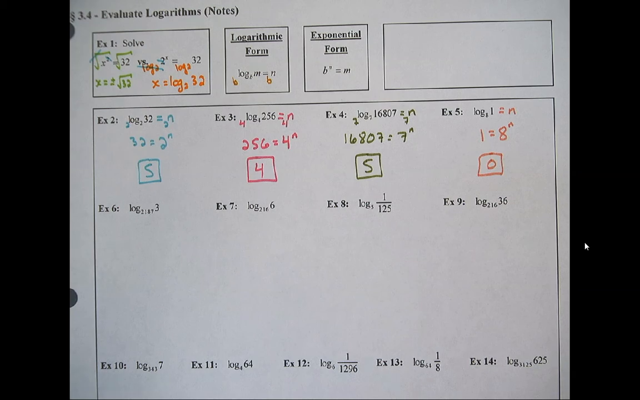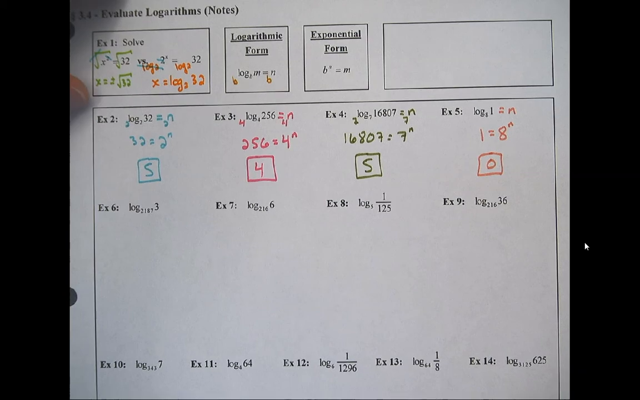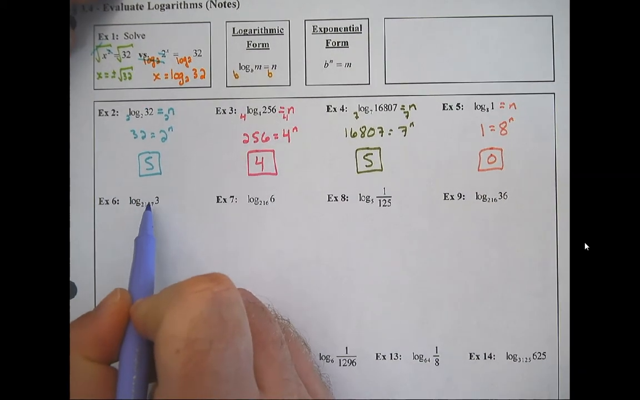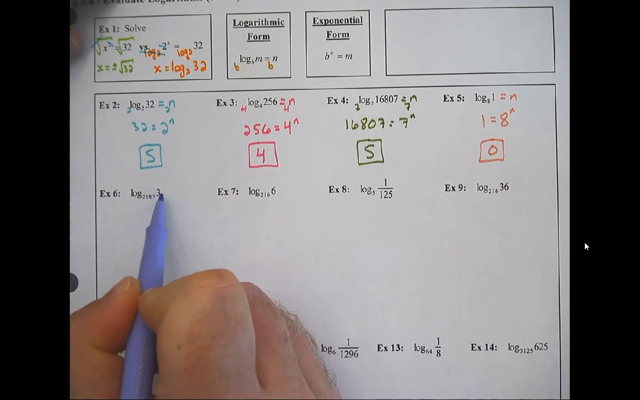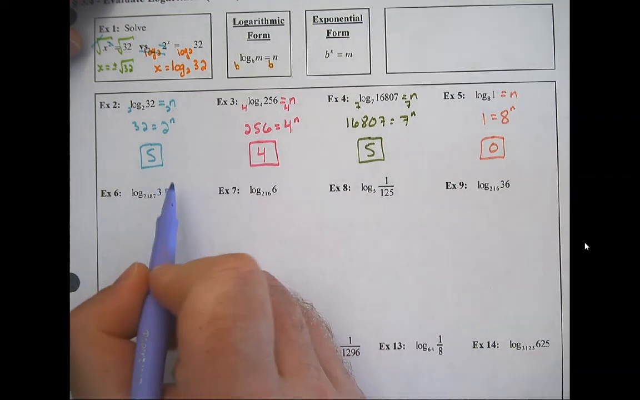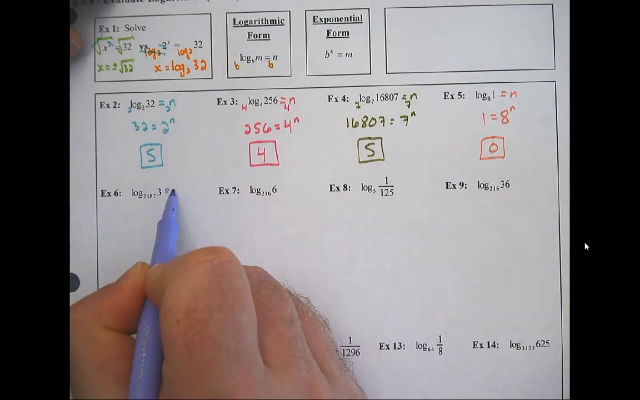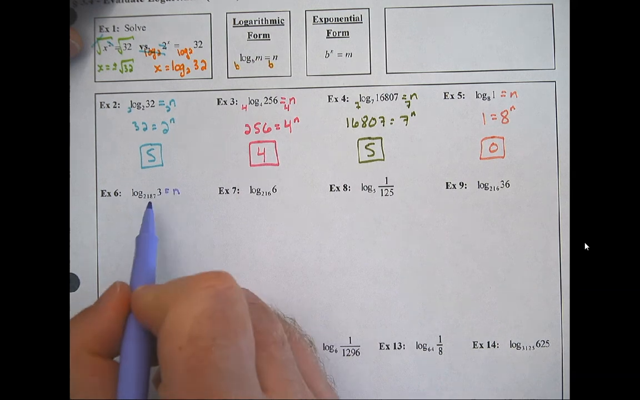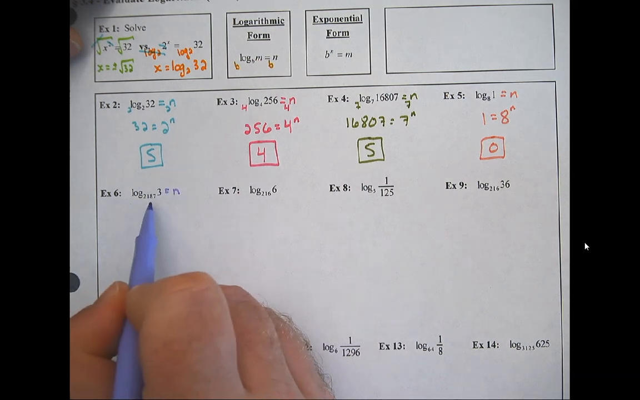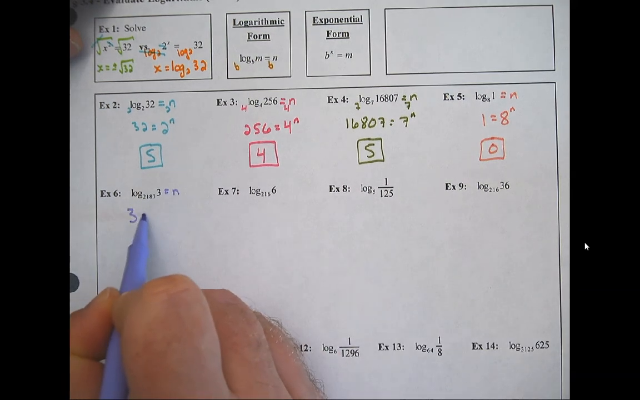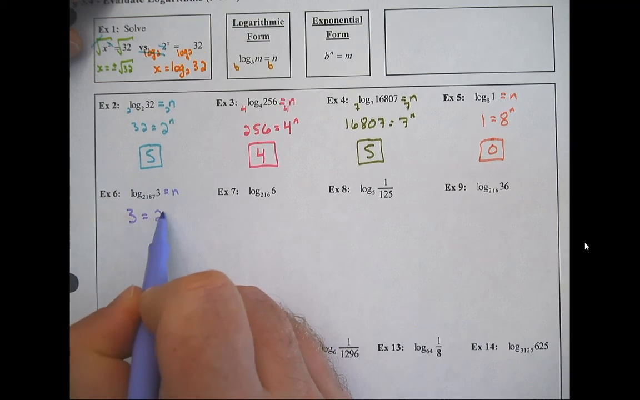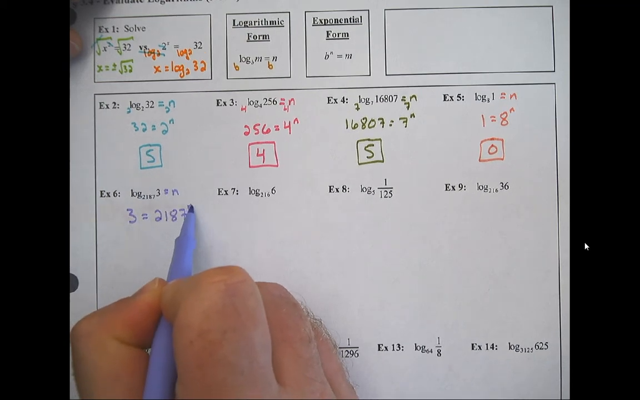All right, next up. This is where things start to get a little bit messed up, where your base is actually bigger than the number that you're trying to evaluate. So I'm going to say this is equal to some number. I'm going to do the rewrite. So 2187 to the both sides. So 3 equals 2187 to the n.